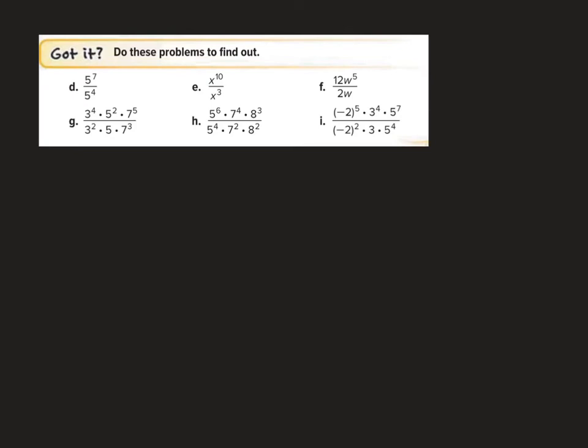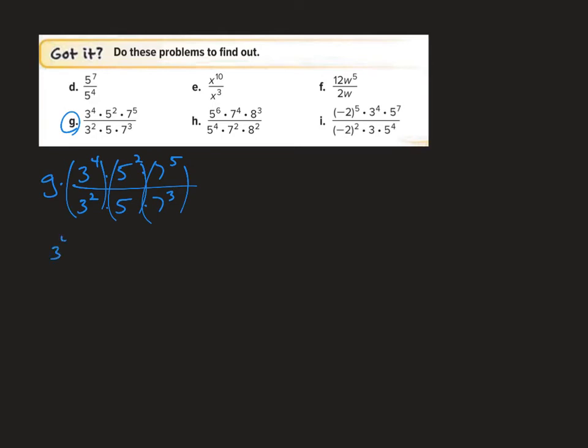Now let's look at a couple more complex examples. So let's start out with g. So for g here, we've got 3 to the 4th times 5 squared times 7 to the 5th over 3 squared times 5 times 7 to the 3rd. Now I need to group my exponents by like bases. As you can see here, I've got my 3 as a like base, my 5s, and my 7. So I can just rewrite these as separate fractions.